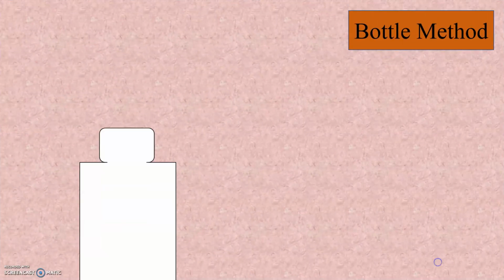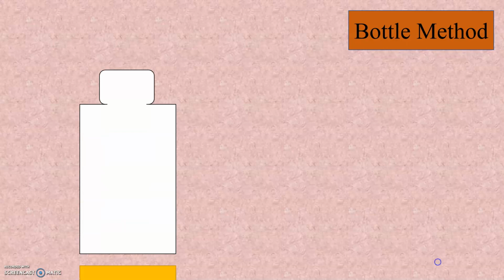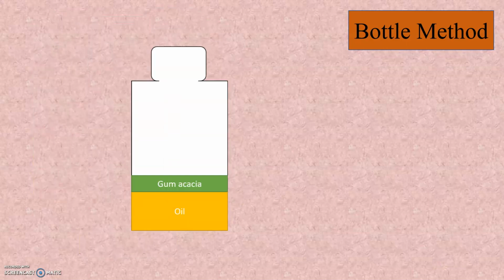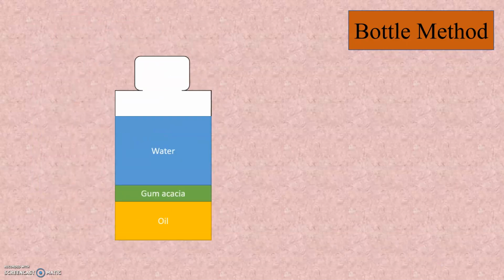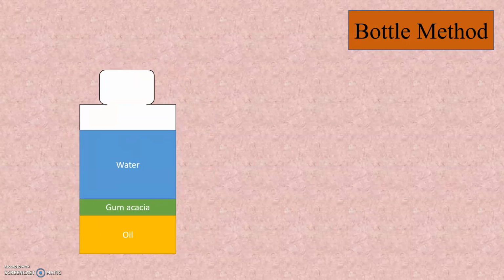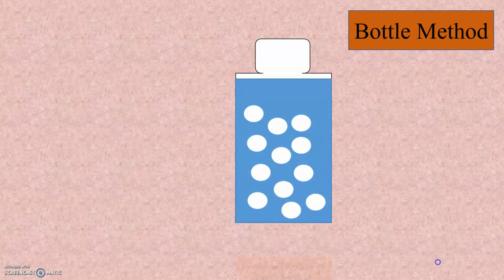Now let us see the bottle method. In a bottle, take oil, gum acacia, then shake the bottle vigorously, then add the calculated amount of water in it. Again shake the bottle vigorously and in small portions add the remaining quantity of water to produce the required volume. In this way, the emulsion is prepared by using bottle method.